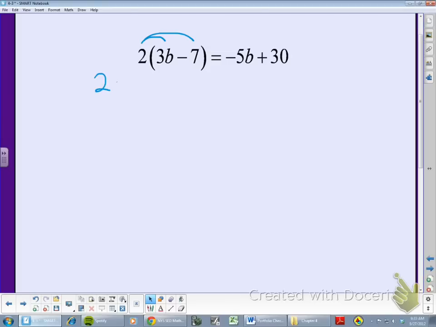That would be 2 times 3b minus 7. Oh no, I made the classic mistake. It'd be 2 times 7. Oops. That's equal to negative 5b plus 30.